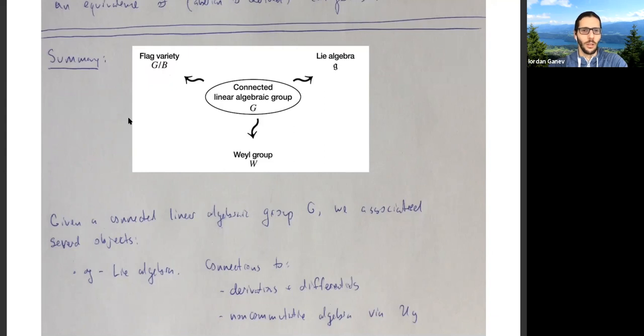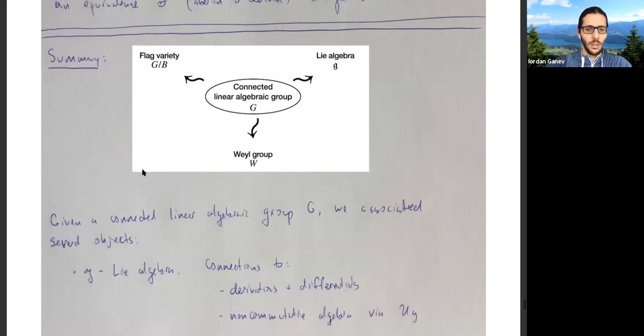We saw that the flag variety parametrizes the flags. So for GL_n, there's this moduli description of the flag variety as parametrizing the flags. It also parametrizes the Borel subgroups of G. And there were the partial flag varieties where we take G mod a parabolic, and projective space P^n appears as a partial flag variety for GL_n.